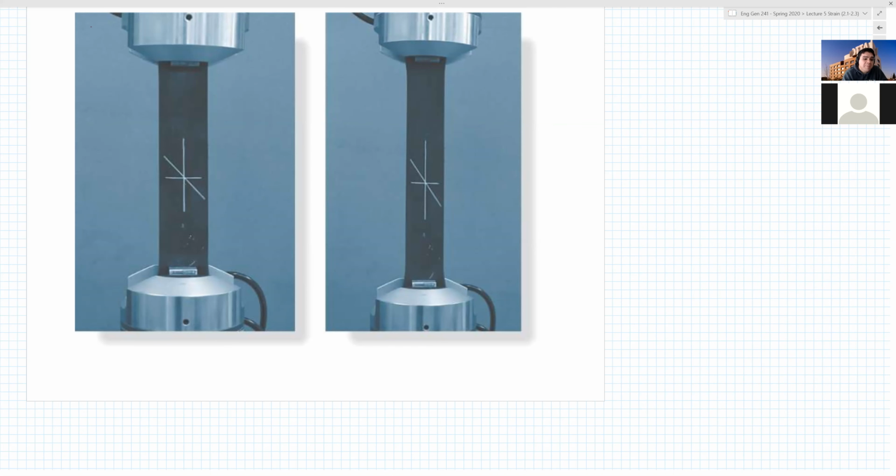And so the question is, what happens to those line segments, right? This line segment, doesn't it get longer? Doesn't it get stretched, right? So you have some L initial. If you actually draw the line segment, you have some L final. But what I care about is what is the strain?